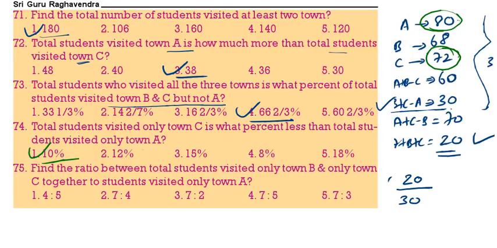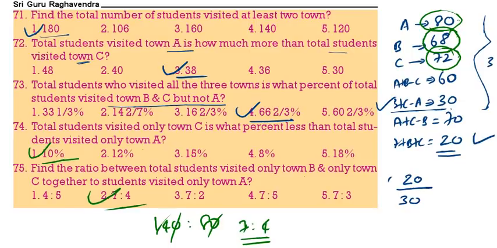Then find the ratio between the total students who visited only B and only C together. Only B, only C. 68 plus 72, 140. To that of only A, 80. So 0, 0 cancel. 2 7s, 2 4s. We are going to get 7:4. That means 2 is the correct answer.